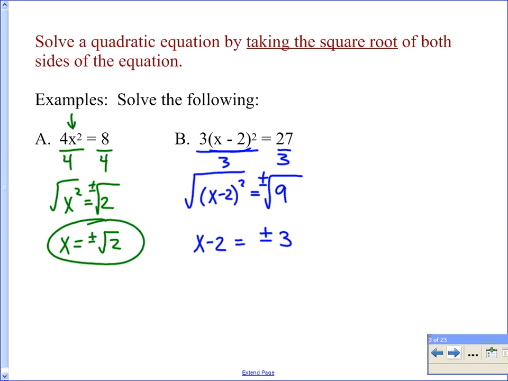And now we solve for x, so x is going to be 2 plus or minus 3. And if x is 2 plus 3, then x is 5. If x is 2 minus 3, then x is negative 1. And those are our two solutions here. Okay, so that's solving by taking the square root of both sides.